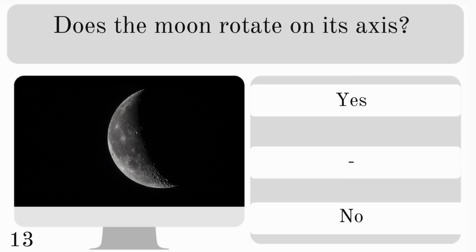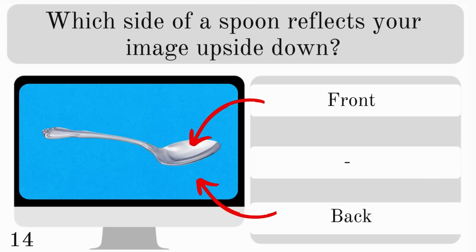Does the moon rotate on its axis? Yes or no? And the answer, yes it does. Which side of a spoon reflects your image upside down? The front or the back? And if you've got a spoon handy, go give it a try. The correct answer is the front.